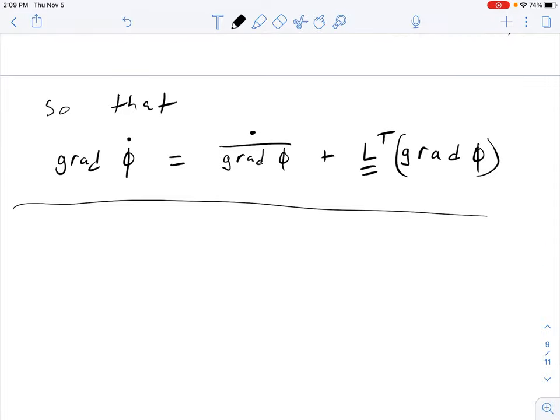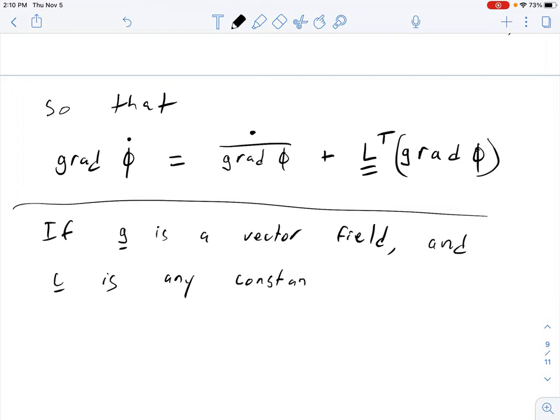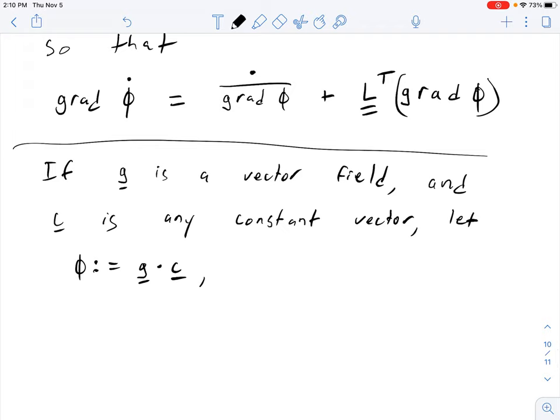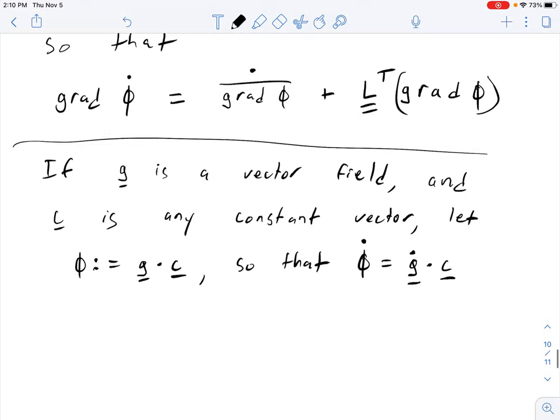All right, if G is a vector field, so we're going to come up with the same thing, but now for a vector field instead of a scalar field. G is a vector field, and c is any constant vector, then let the scalar phi be defined as g dot c, so that phi dot is equal to g dot inner product c, since c dot is equal to zero.